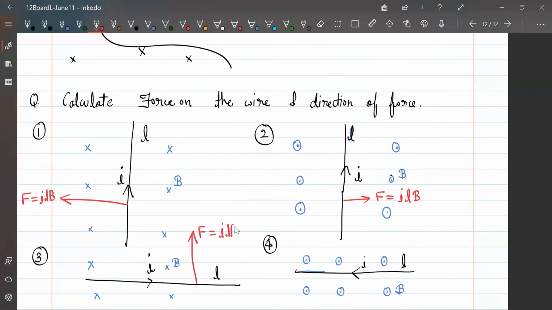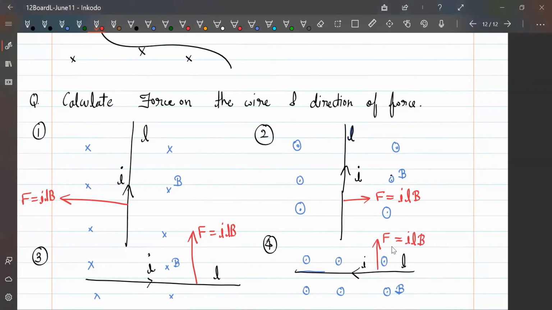Value will be ILB. Mehul, what will be the direction for the fourth case? So will it be down? No. The L vector is towards the left and the magnetic field is in the upward direction. So you'll curl your fingers from left to upwards like this. So the force will be upwards. The magnetic field here is in the upward direction, so force will be in the upward direction.